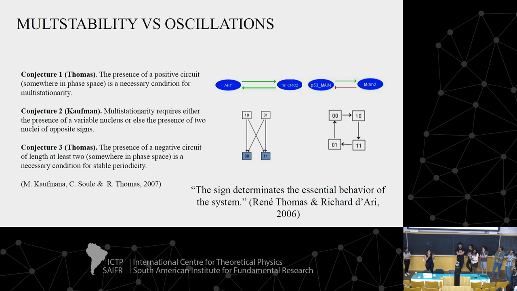So homeostasis is an important mechanism of your body. In some cases you can associate it with oscillations, and this kind of oscillation is associated with simple negative feedback loops.